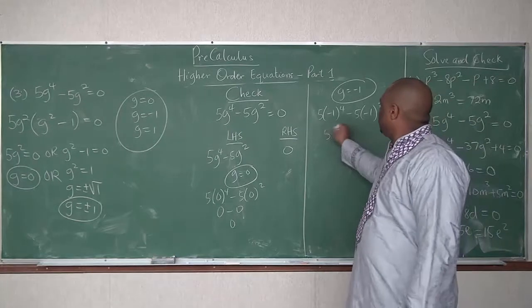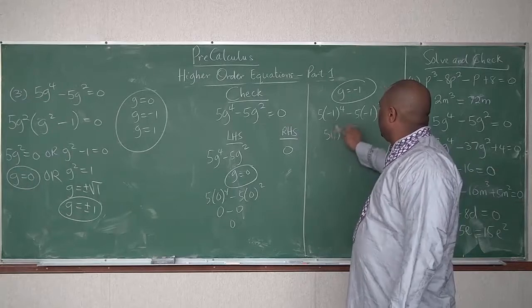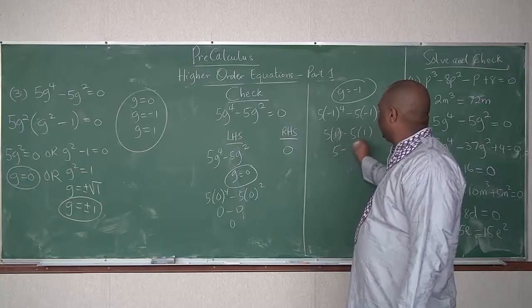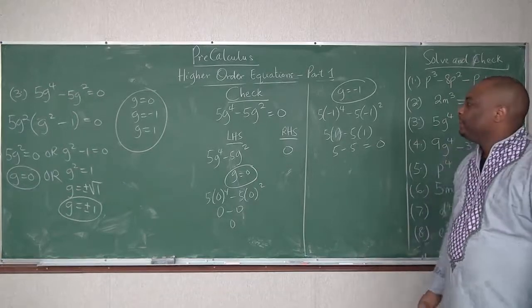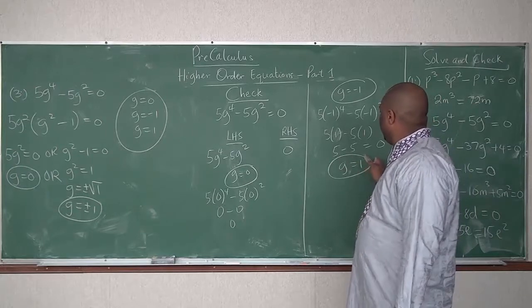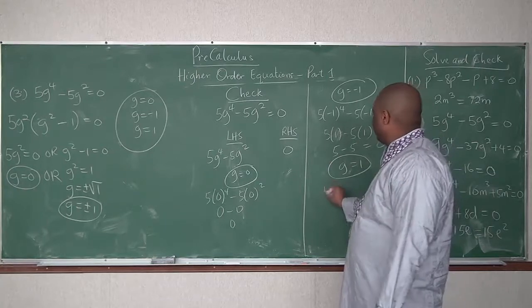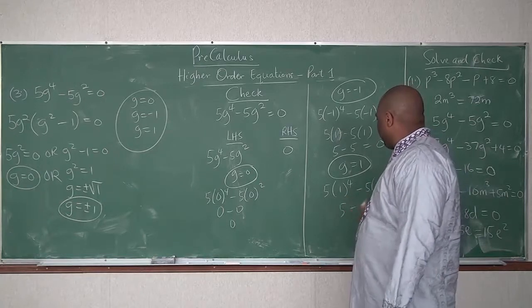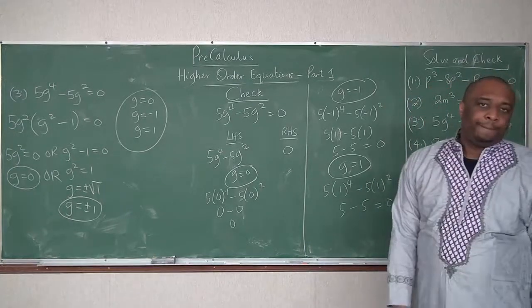So this is 5 times 1 minus 5 times 1. That gives you 5 minus 5, and that is 0. So g equal to negative 1 works. Then you do that for g equal to 1. When you have that, what do you have? 5 times 1 raised to power 4 minus 5 times 1 raised to power 2. This is 5 minus 5, which is equal to 0. So g equal to 1 works.